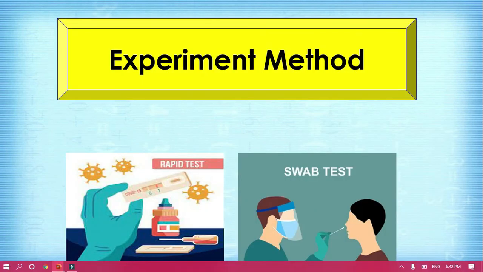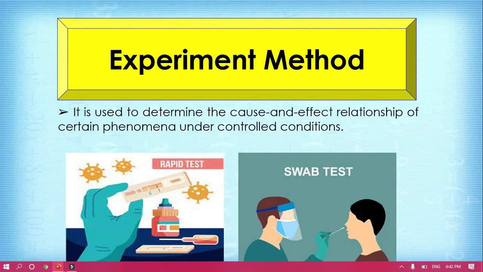Number 4 is the experiment method. It is used to determine the cause and effect relationship of certain phenomena under controlled conditions. So in the given pictures, we have the rapid test and the swab test to be able to determine whether a person is positive or negative for COVID-19.